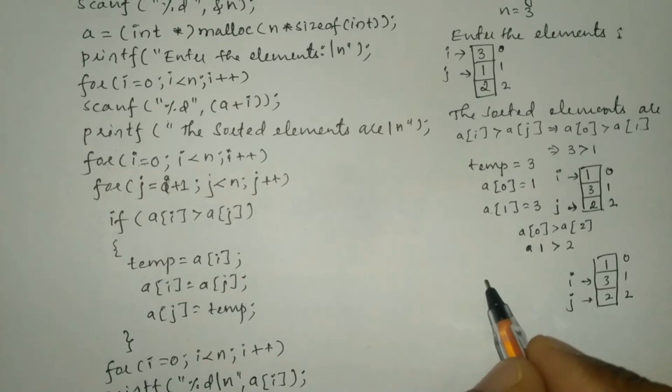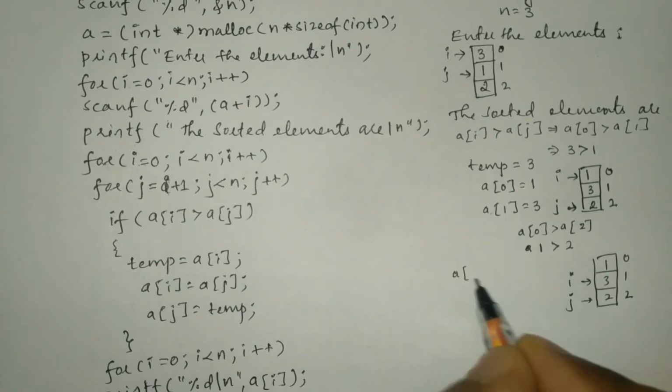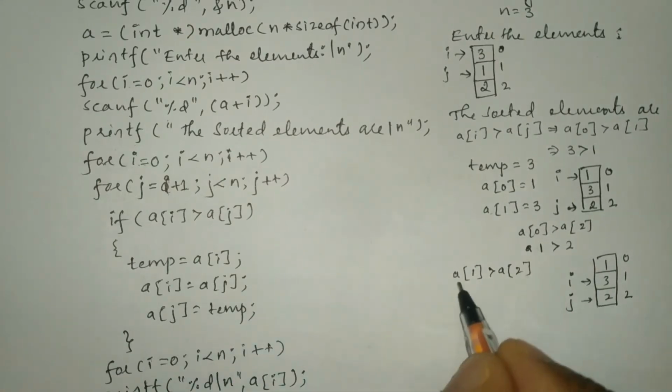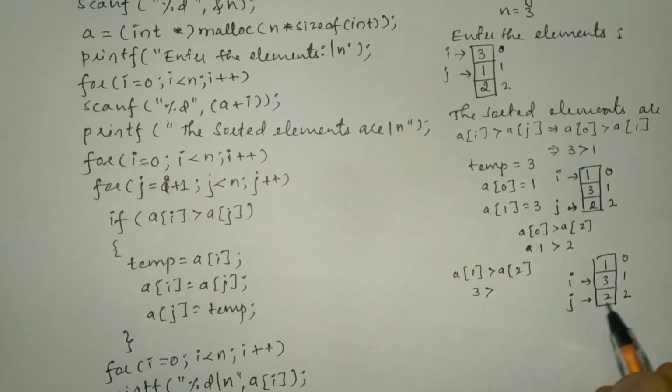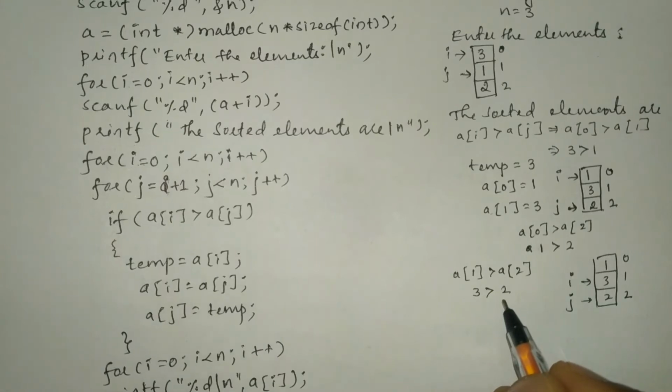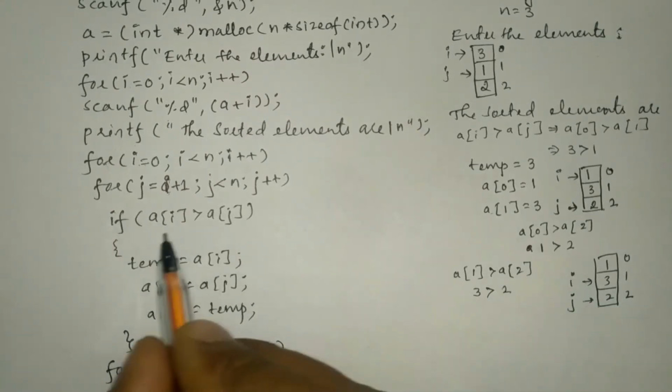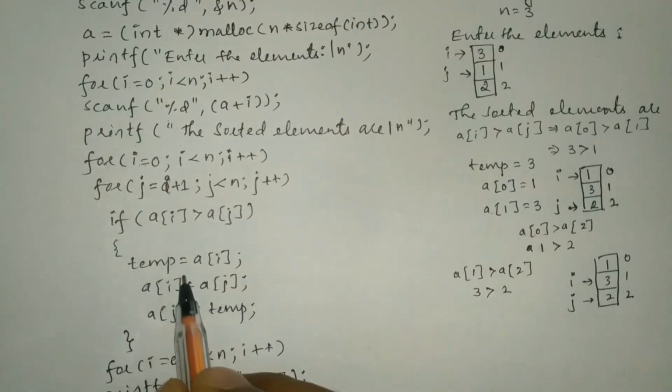Is a of i, that is a of 1, greater than a of j, that is a of 2? a of 1 consists of 3, and a of 2 consists of 2. So is 3 greater than 2? Yes, the condition is true. Once the condition is true, this swapping takes place.